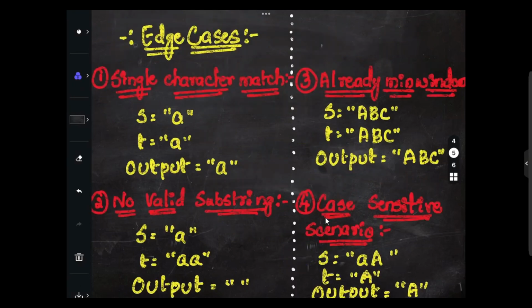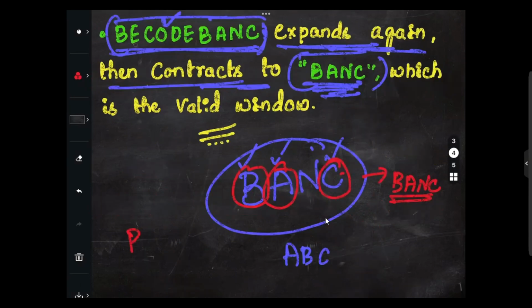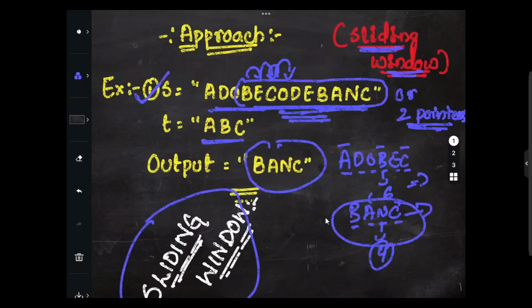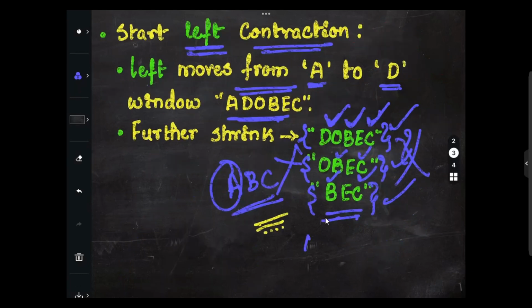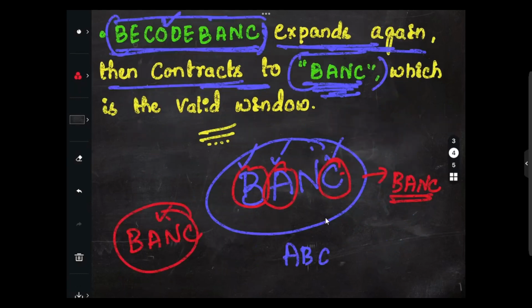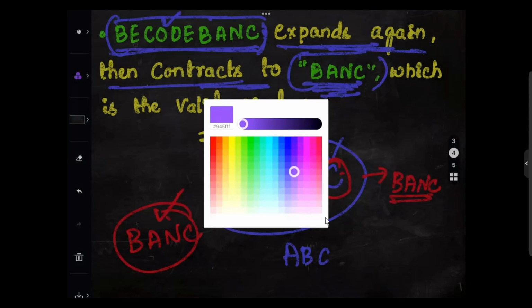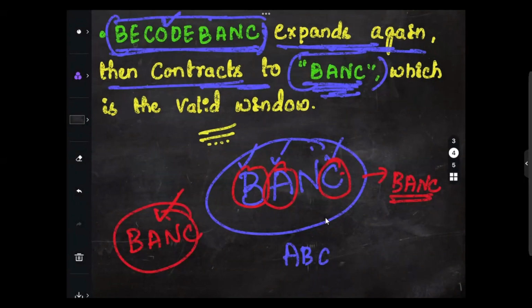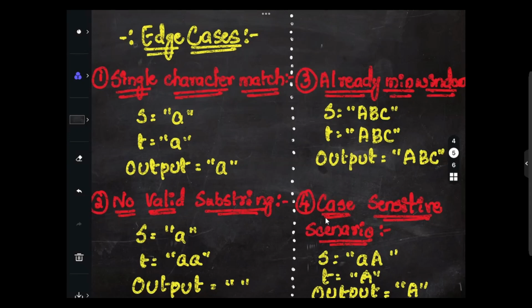So the output that we got here is B, A, and C, which is equivalent to the output that they have given for example 1 in the question. So the approach works absolutely correct in this case, right? Now we are familiar with the approach. So now let's discuss the edge cases one by one.